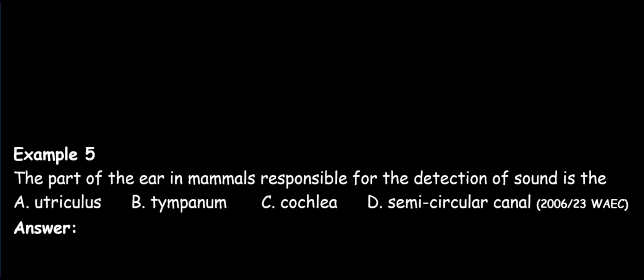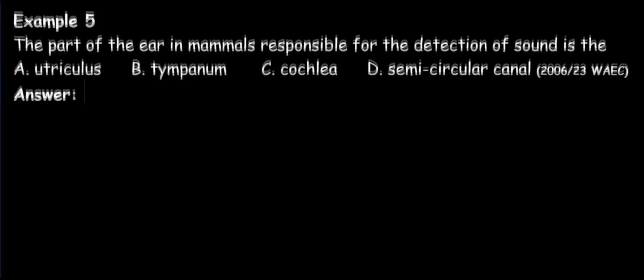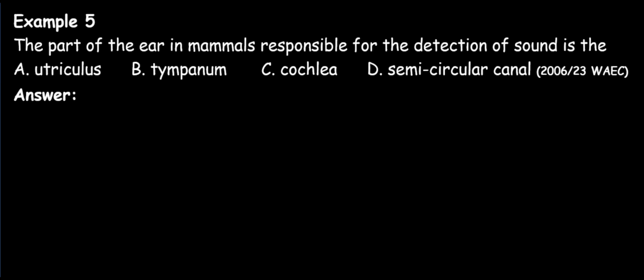The next question says the part of the ear in mammals responsible for the detection of sound is the A, utriculus, B, tympanum, C, cochlea, D, semicircular canal. The answer to this question is C. The cochlea is the part of the ear responsible for sound detection.